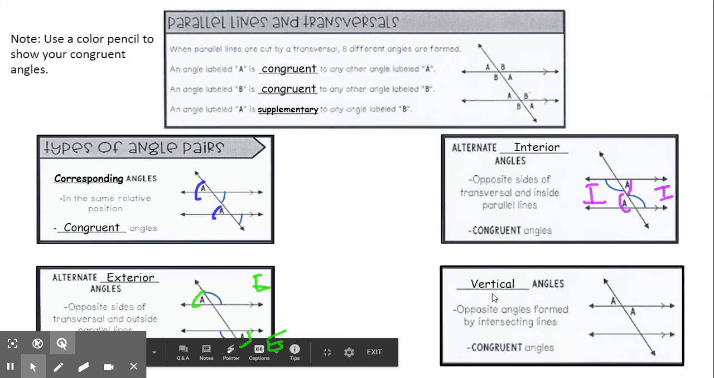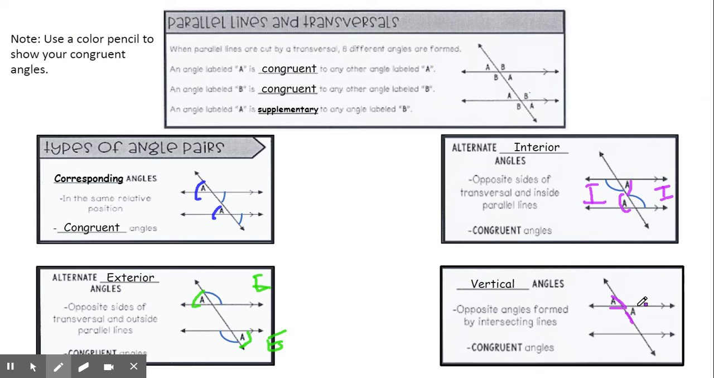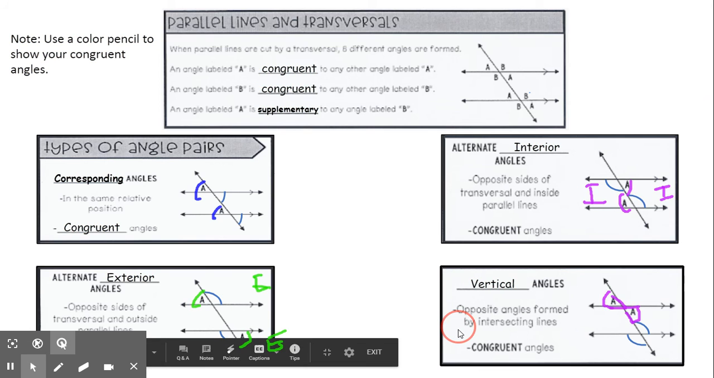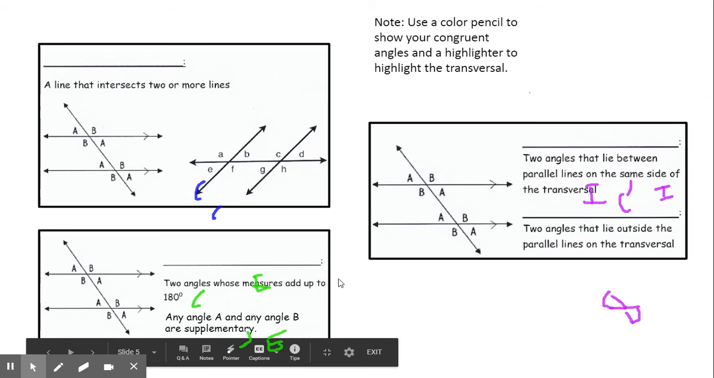Next one, I want to have the vertical one. My vertical angles are opposite and they are formed by intersecting lines, and they're also congruent. So vertical, we kind of form a V here, two V's together. So here's the vertical, here's the vertical. Where else could we find a vertical? Boom. And there's like a bunch of them.